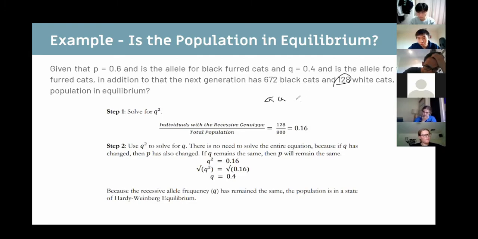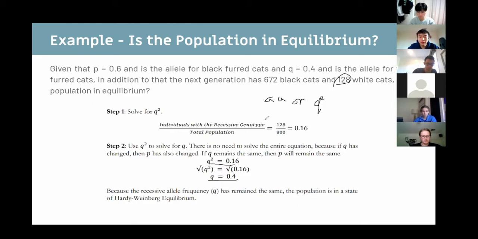or Q squared. Drawing on the trackpad is very hard, struggles. So the proportion of white cats in the population is Q squared because it's little a. If the proportion is 128 over 800, that's 16% or 0.16. And so Q squared must equal 0.16 here. And if you do the math and square root it, it's 0.4.